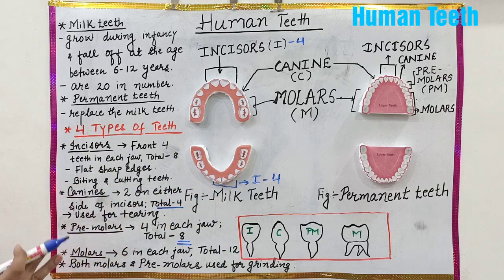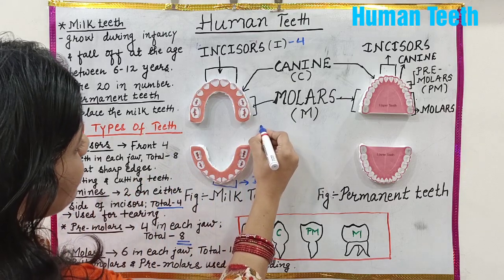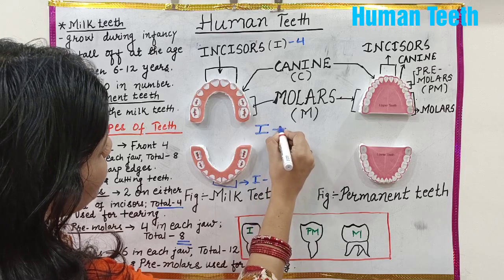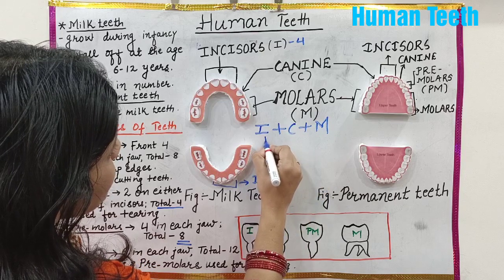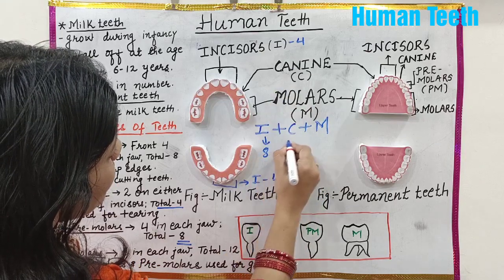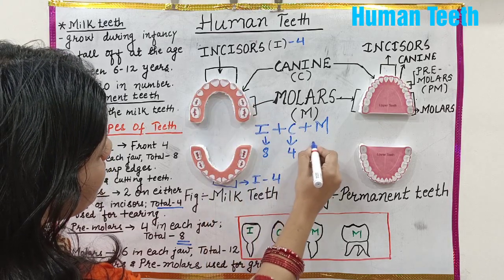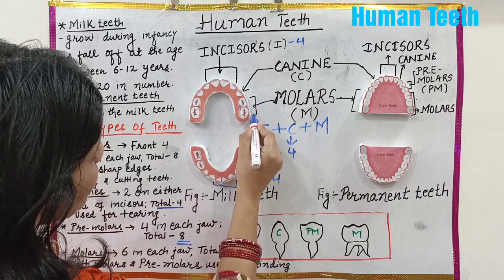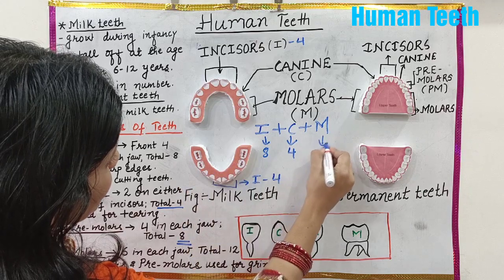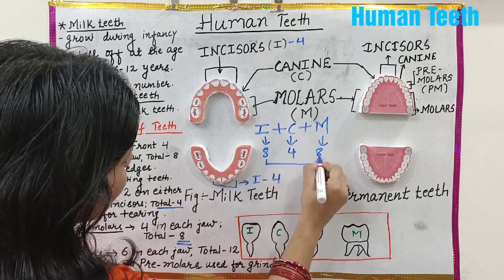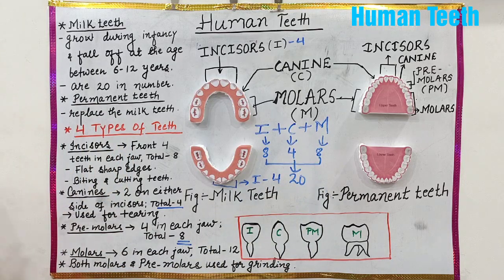So if we see the number of teeth in the set of the milk teeth, we find that we have 3 kinds of teeth: incisors plus canines plus molars. Incisors are 4 plus 4 8 in number. Canines are 2 plus 2 4 in number. And molars are 2 plus 2 4 and 2 plus 2 4. That means 8 in number. So there are 20 teeth in the set of the milk teeth.